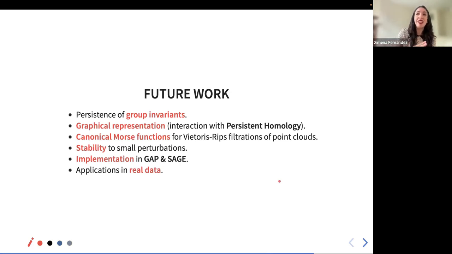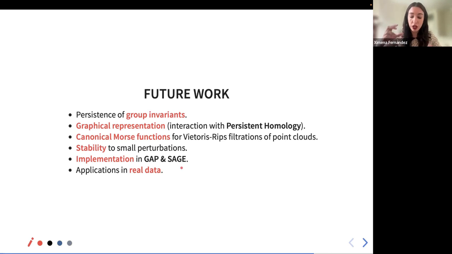As you can see, there are many conjectures related to group presentations. So the idea is to extract some group invariants that persist over different values of the filtration, and also to find some sort of graphical representation of some properties of these groups and also morphisms that complement the information that you have using persistent homology. And we're working in code, in GAP and SAGE, to look for bigger examples.